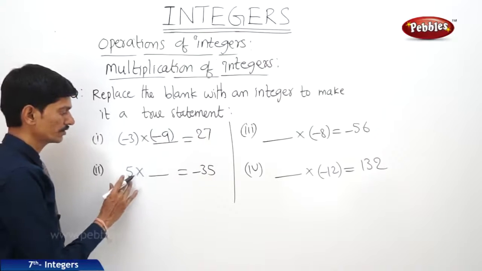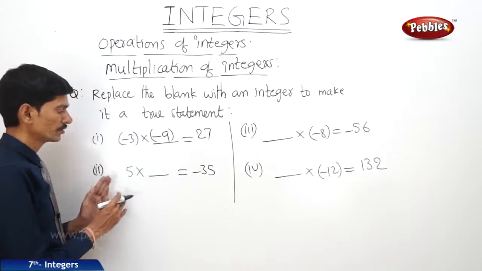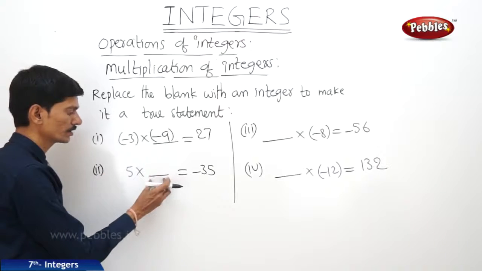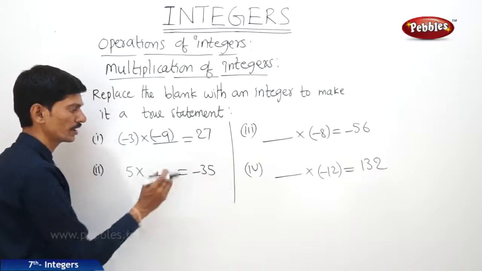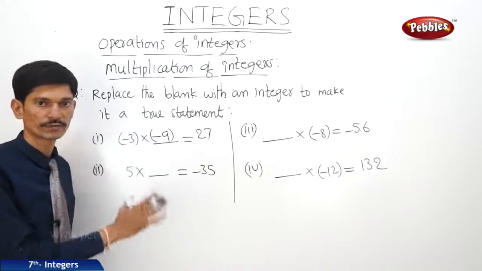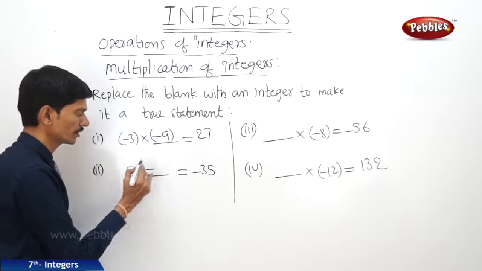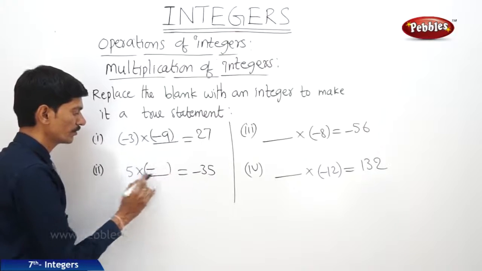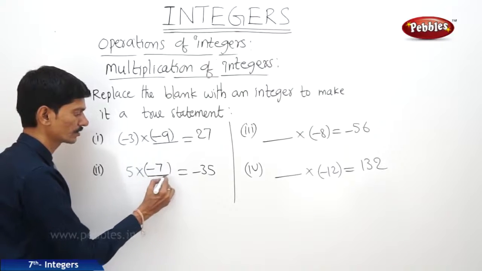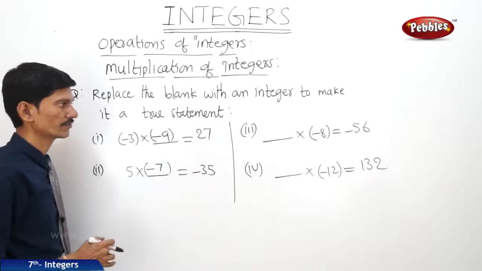Now the second question, 5 into dash equals minus 35. Here a positive integer is multiplied by another integer to get a negative integer product. So a positive integer should be multiplied by a negative integer to get a negative integer. So we write a minus sign, and 5 7s are 35. So we get minus 7 in the blank. Then 5 into minus 7 equals minus 35.